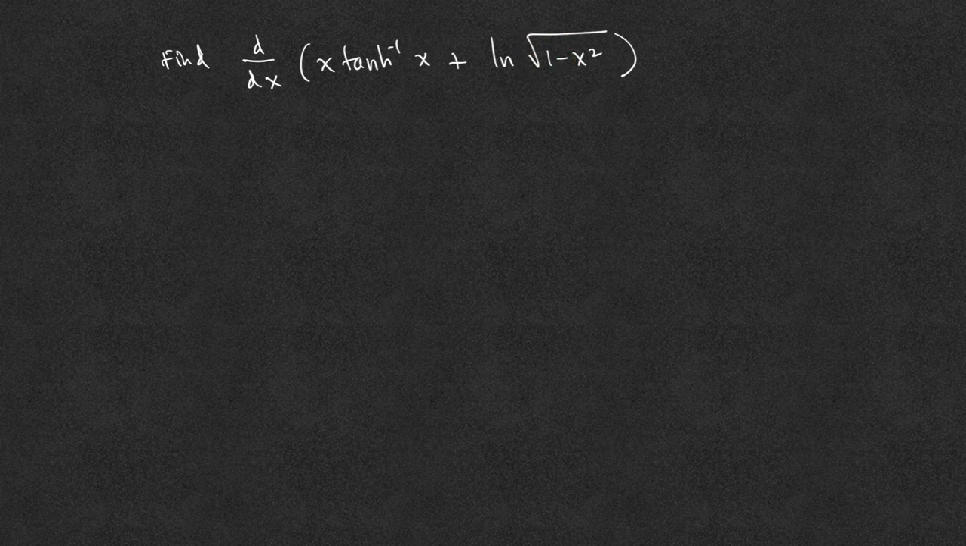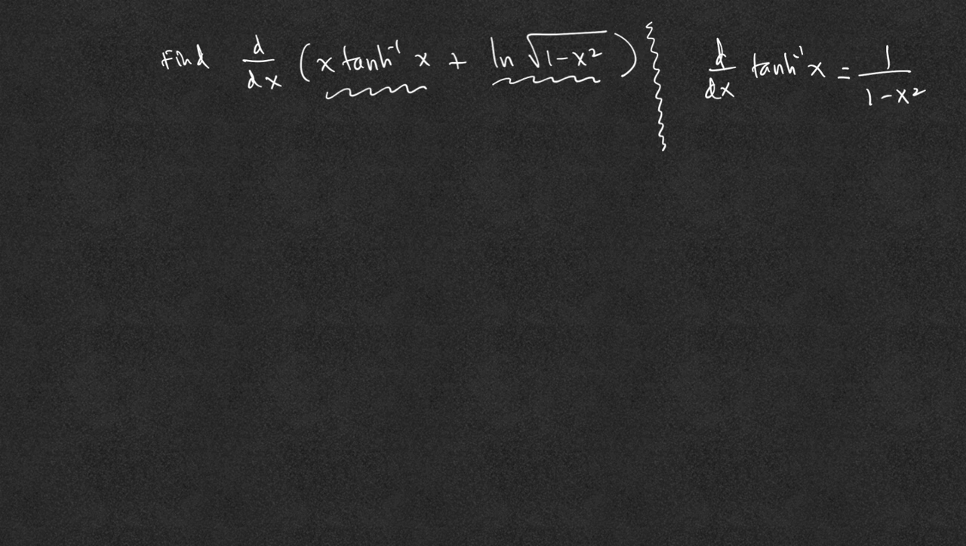The derivative of hyperbolic tangent inverse of x is 1 over 1 minus x squared. This is something that we derived. We can now proceed differentiating the first term using the product rule, and then we add the derivative of ln after.